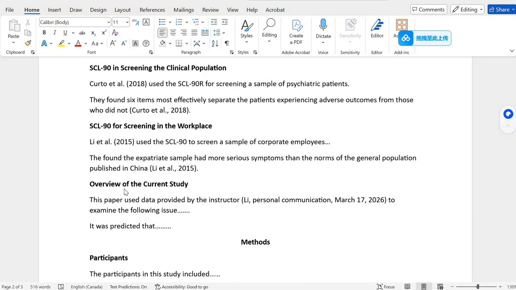In the intro section, when you're doing the overview of the current study, you want to provide a prediction. The prediction is that the 2 groups of people who are at different risk will show different symptom profiles. You also want to give people a preview of the key findings.